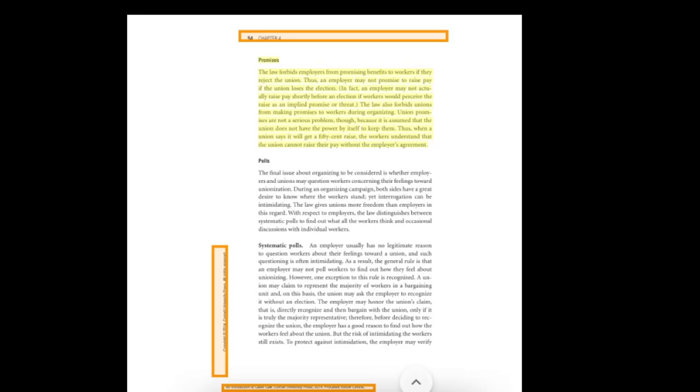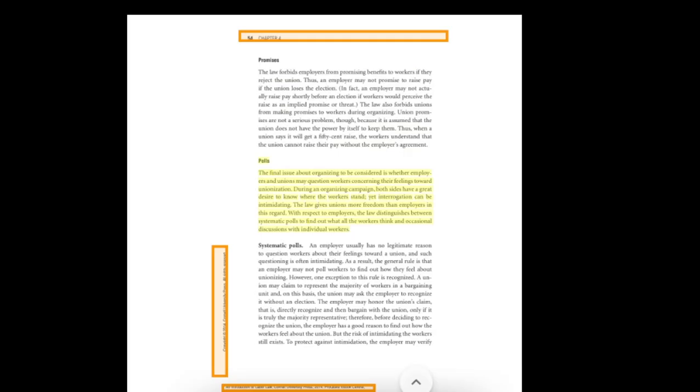The law also forbids unions from making promises to workers during organizing. Union promises are not a serious problem, though, because it is assumed that the union does not have the power by itself to keep them. Thus, when a union says it will get a 5% raise, the workers understand that the union cannot raise their pay without the employer's agreement. Polls.